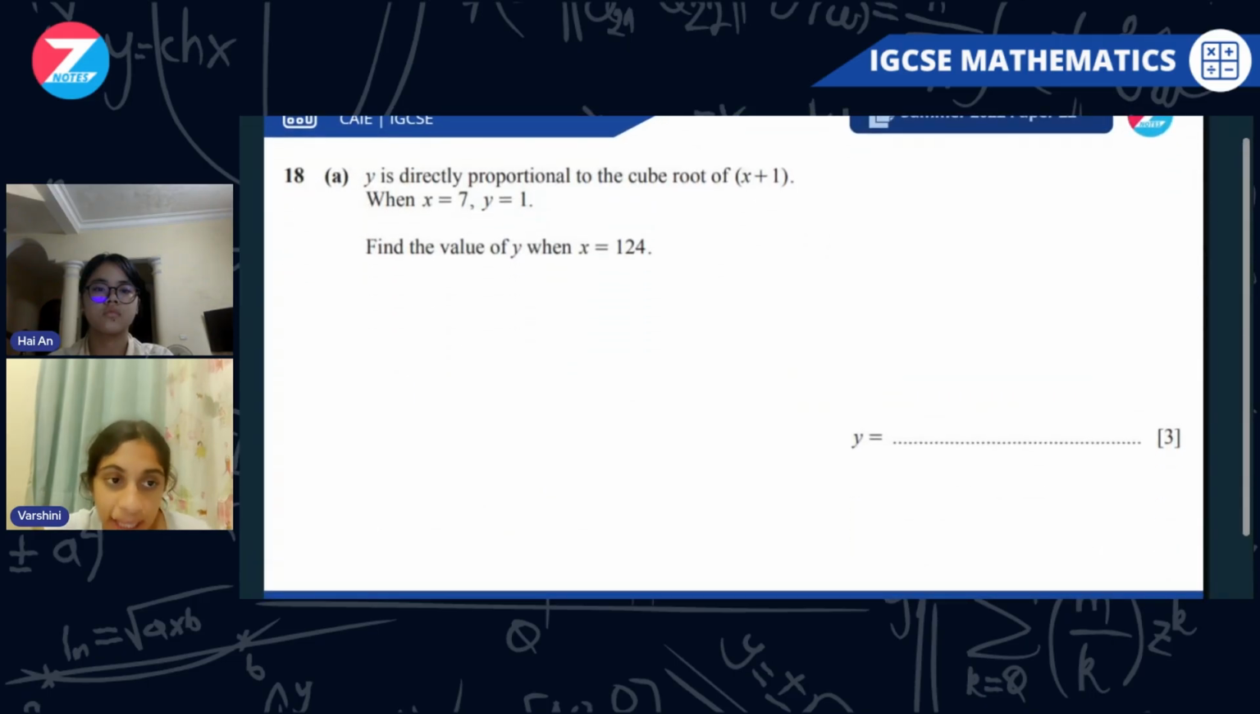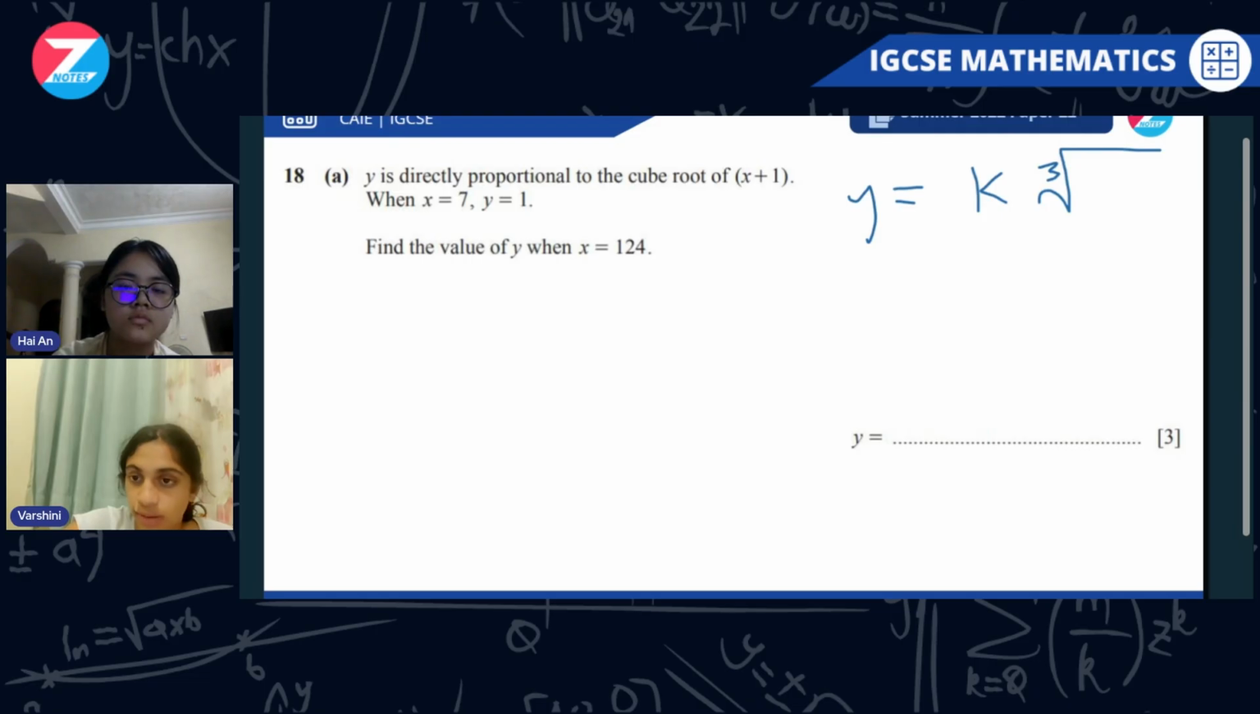Okay, question 18a. y is directly proportional to the cube root of x plus 1. So we know that when they say directly proportional, we can write this as y equals k, which is some number, into the cube root, not the square root, the cube root of x plus 1. And directly proportional means k into this, and if it is inversely proportional, it would be k divided by this cube root of x plus 1. We also have more information here. We know that when x is equal to 7, y is equal to 1. And they want us to find y when x equals 124.